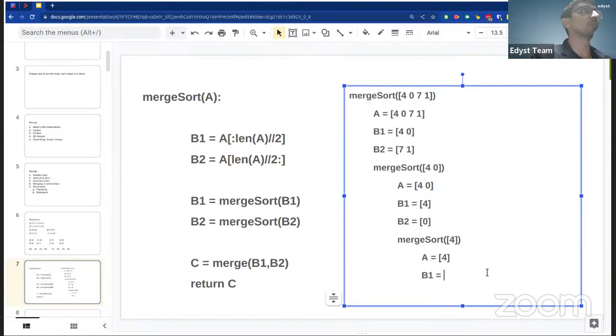Simple, 1 divided by 2 with integer division will be 0. If I do for this A, 0 till 0, what will I get? I am going to get an empty array. At this, what will B2 be? What is going to be B2? Same. What is len of A divided by 2? 0. What I want, 0 till?